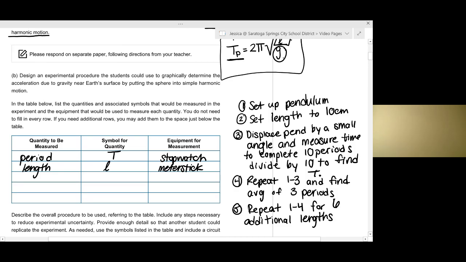We can't just do one length because that wouldn't make a very good graph. We'd have 1 point on our graph. By doing multiple trials and finding the average, that's how we're getting rid of experimental uncertainty. Okay, I'm just going to check for questions real quick, and it doesn't look like there are any. So now on to the next part.